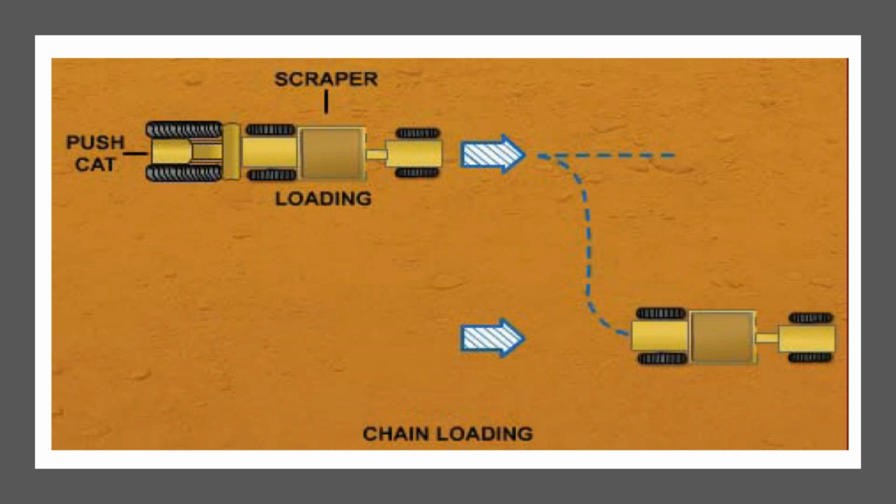Similarly, chain loading is done when you are able to load in the preferential downhill or level condition. And this is the most common to see. The pushcat gets behind the scraper, it loads, and then the scraper heads off. And there are a lot fewer turns, of course, because we're going to get better performance that way.